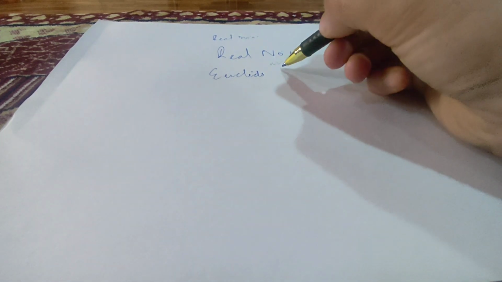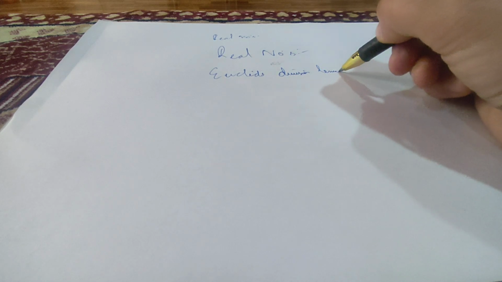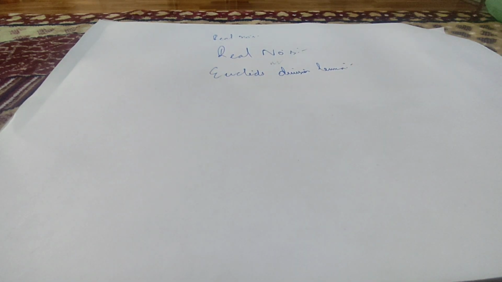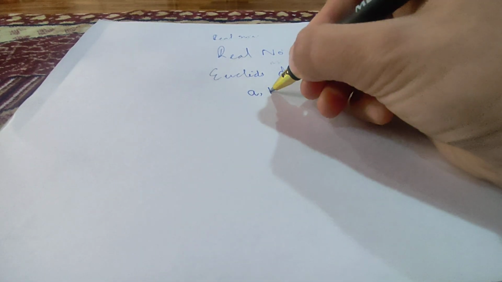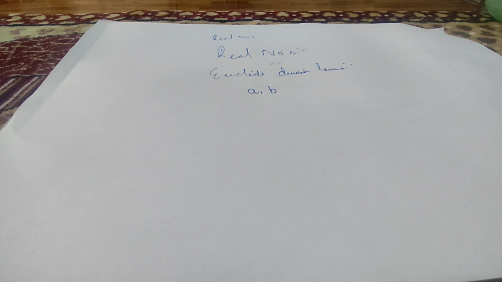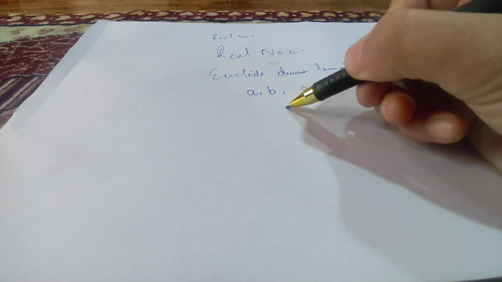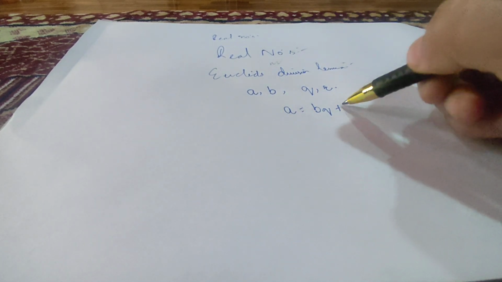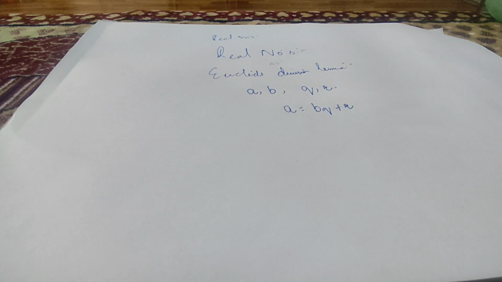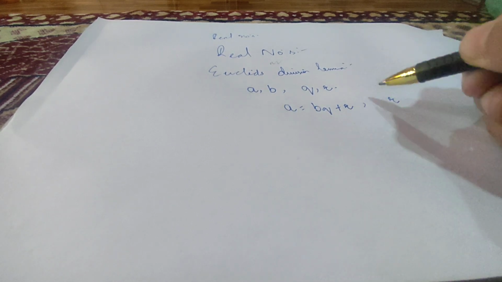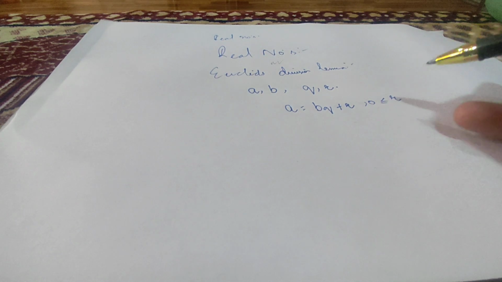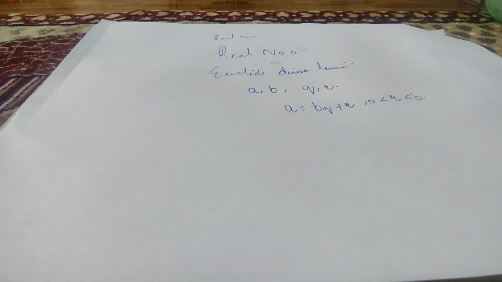Now we'll be starting with the first subtopic in this chapter, that's Euclid's division lemma. Okay, what does this lemma say? Euclid's division lemma states that if we have two positive integers, let's take the two positive integers as a and b, then there exist unique integers q and r such that this thing holds. What holds? a is equal to bq plus r, where this remainder r is greater than or equal to 0, and it's always less than b. This is all about Euclid's division lemma.